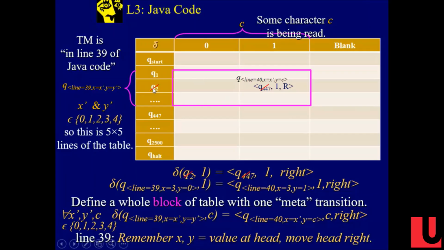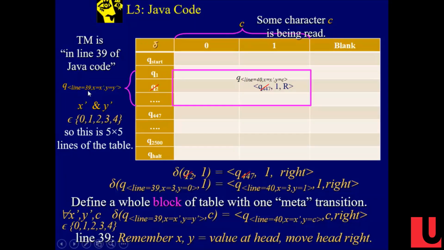It says if I'm in this state and I'm reading this character, what do I do? If I'm in this state and I read this character, what do I do? All right? So now I'm going to try to fill in this whole block. What are the states of this block? They're all states of the form.